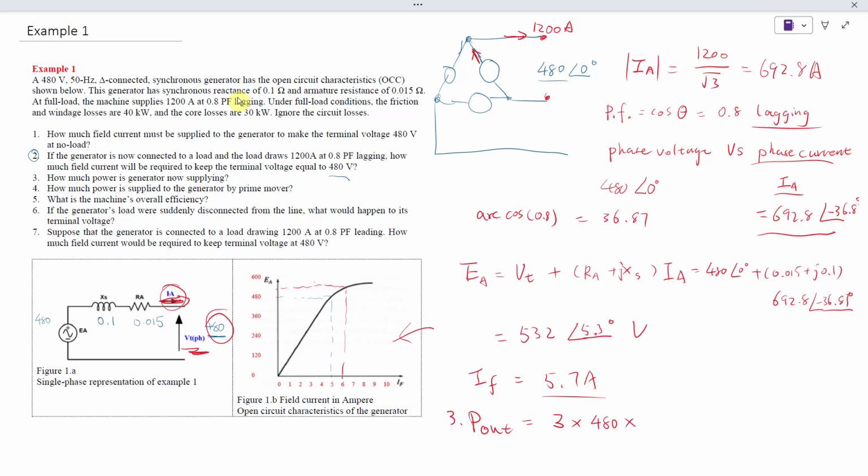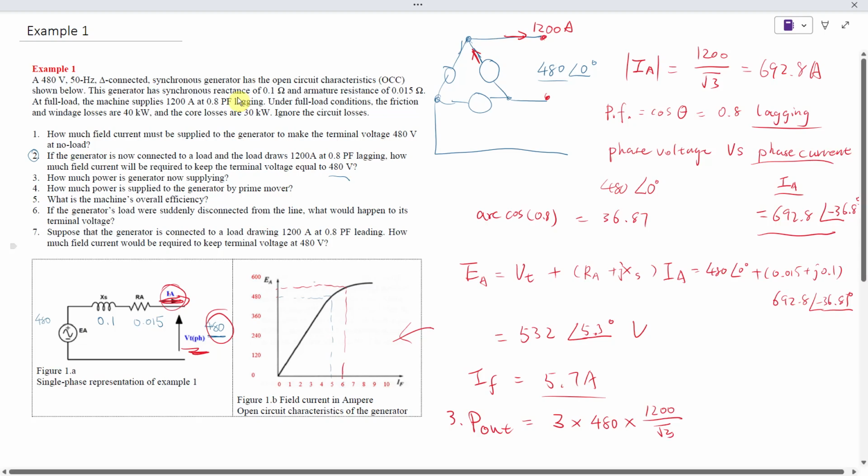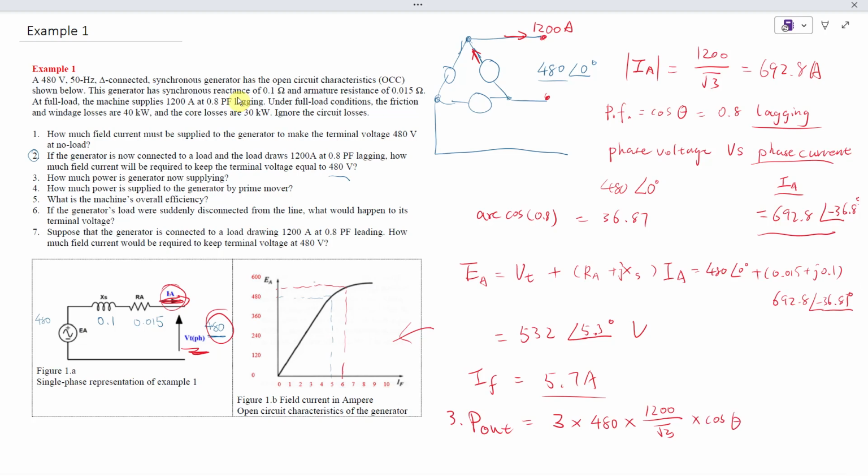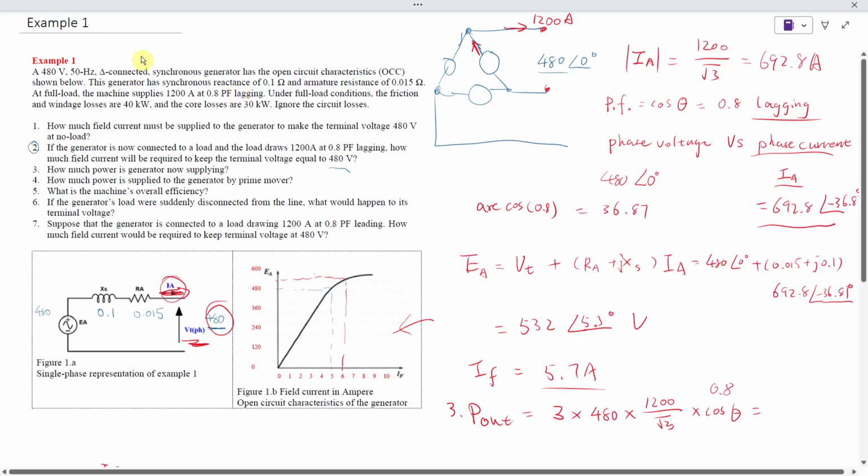multiplied with, so we just calculate the apparent power here. It's 1200 divided by root 3. Okay, that's the phase current, this IA we just did, and multiply with cosine theta, which is 0.8. Okay, that's 0.8, and then if we do that, we got the answer. Okay, and you can read from the answer booklet.